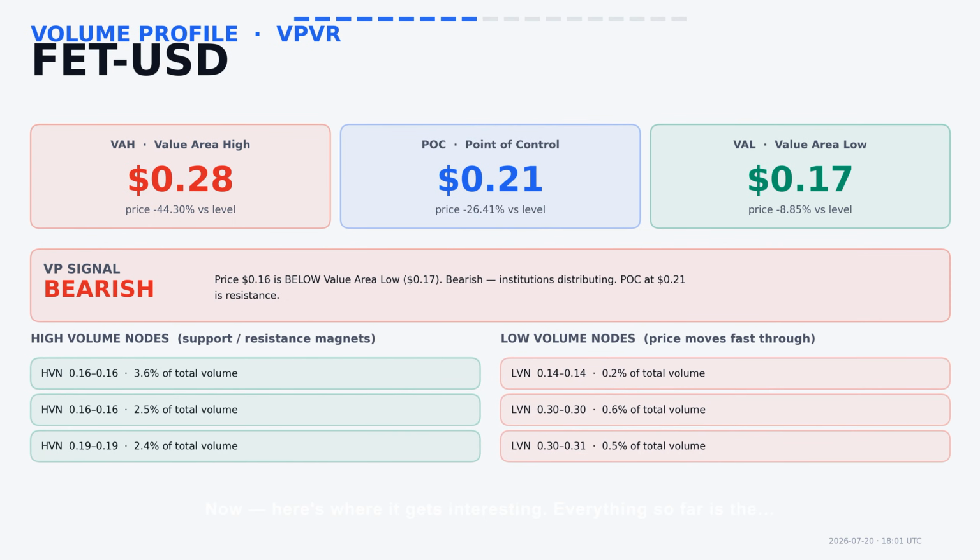Volume profile now, the map of where the real volume sits and where price tends to gravitate. The point of control, the most traded price, is at 0.21. The value area runs from 0.17 on the low side to 0.28 on the high side, meaning 70% of all volume traded inside that zone. The signal here is bearish. Price 0.16 is below value, area low 0.17. Bearish, institutions distributing. POC at 0.21 is resistance.